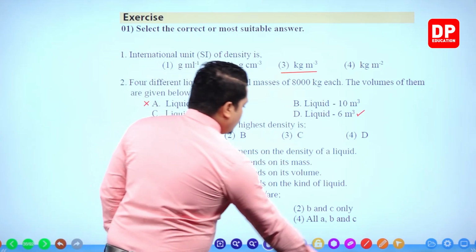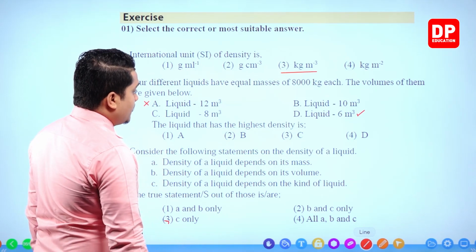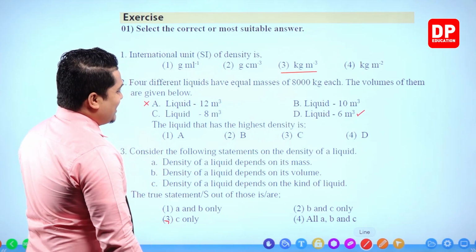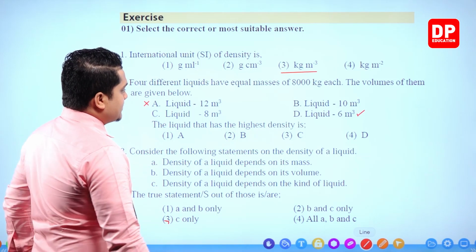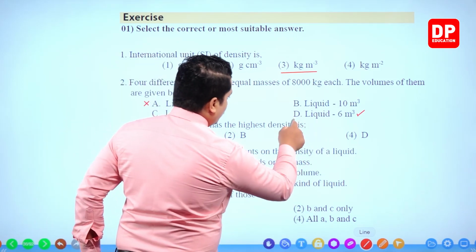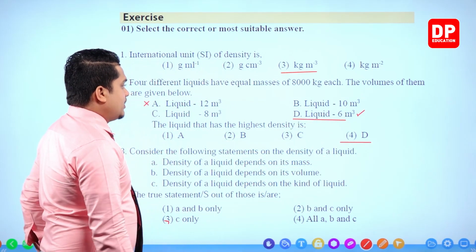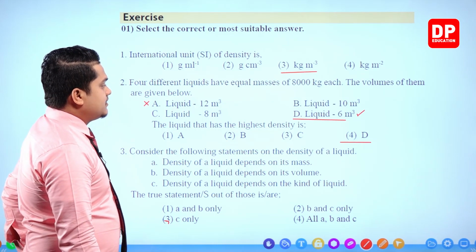So our answer for question number 2: here they are asking about the liquid that has the highest density. So go for the one which has the lowest volume. Answer is D. D is the answer for the densest one.